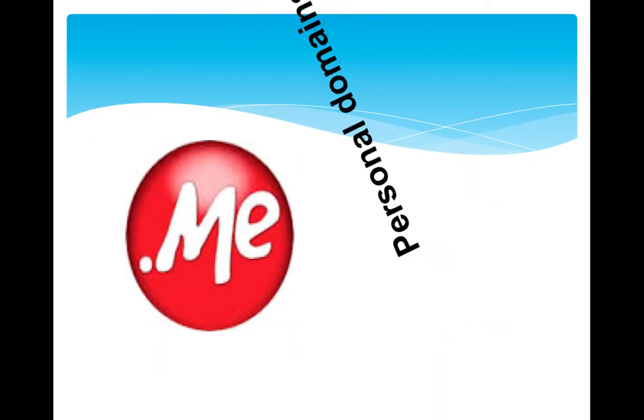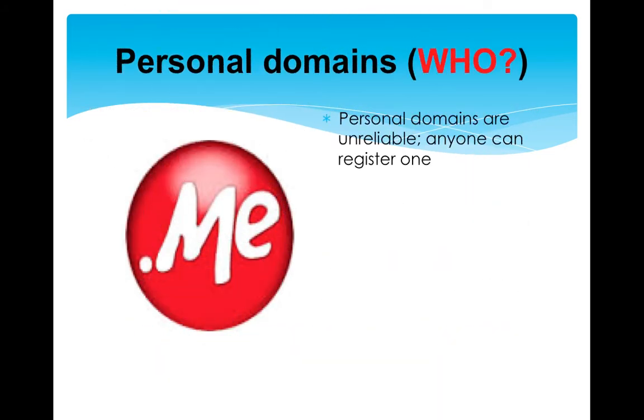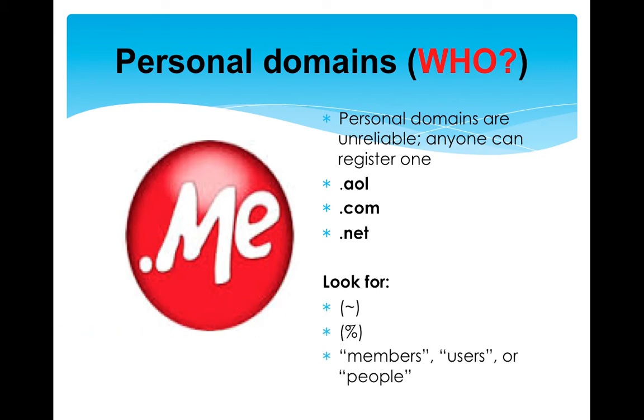And so look for personal domains. .me or .aol. These are just individuals who've created a website linking it to their personal email account, and these are going to be just individuals. They're not going to be groups or organizations or anything that is necessarily reliable. Rarely is something .aol or .me going to be reliable.